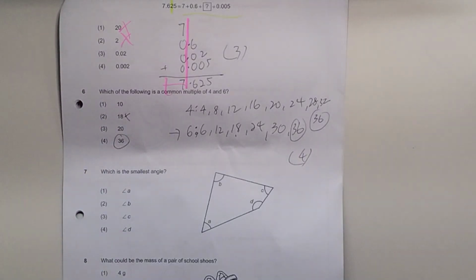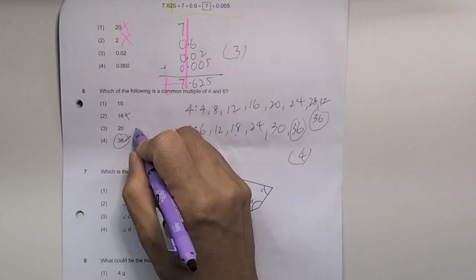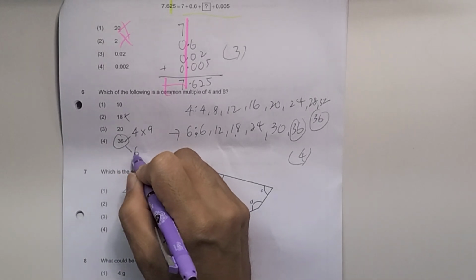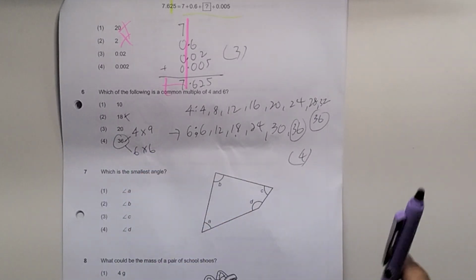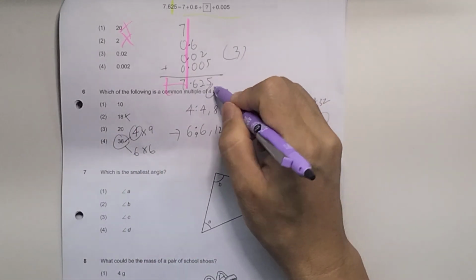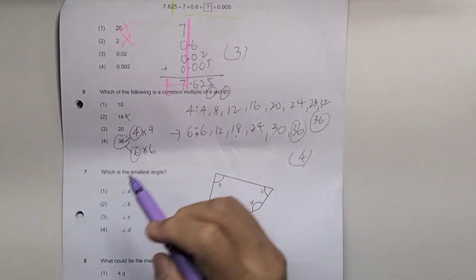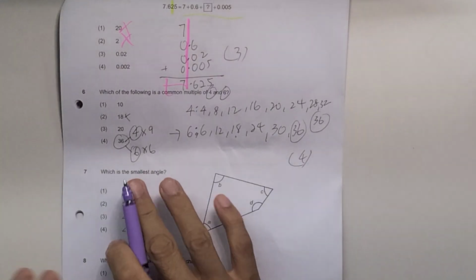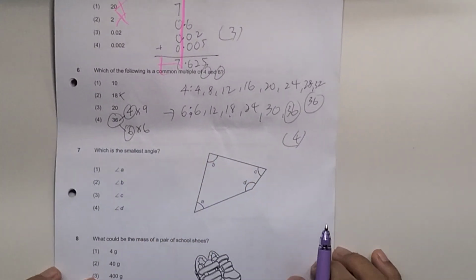Now, another way you can think about this is, how do I get 36? It can be 4 times 9, 36. Another way is 6 times 6, 36. And since I have 4, I have 6, this tells me that, hey, this number is a common multiple of 4 and 6. That's another way to think about how you come to the answer.